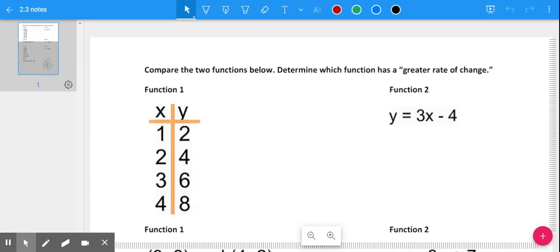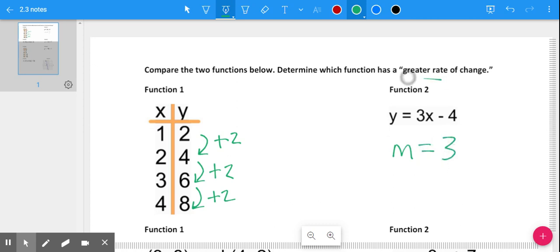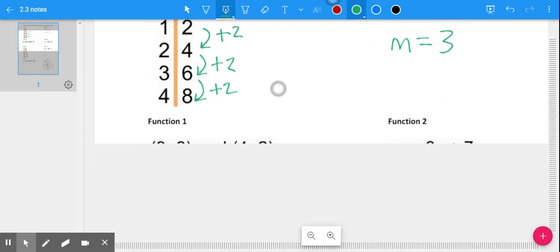In 2.3, the very first part, all we're doing is comparing the two functions and determining which function has a greater rate of change. So if we look at this first table, function 1, to get from 2 to 4 to 6 to 8, we're adding 2. The rate of change in the equation is always touching x. So for this one, your rate of change is 3. So function 2 has the greater rate of change because 3 is greater than 2.